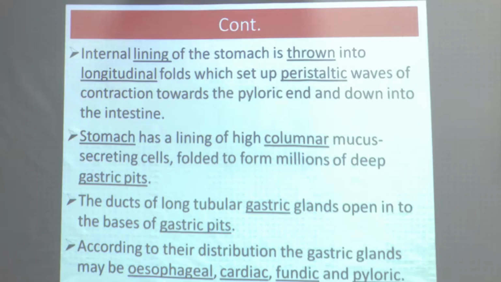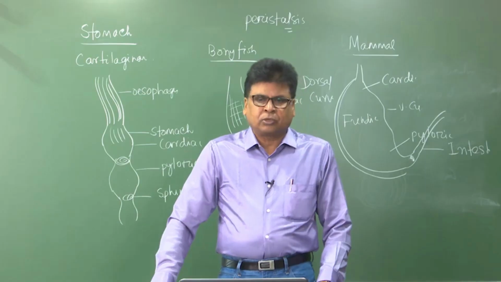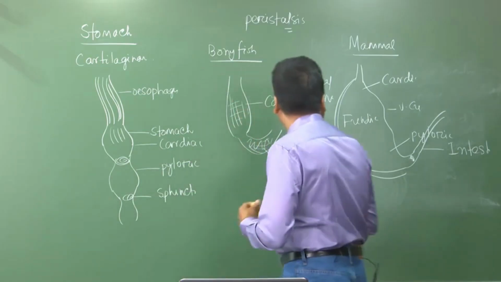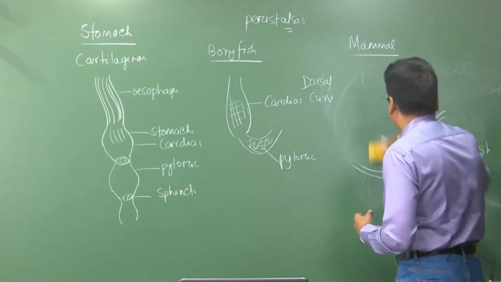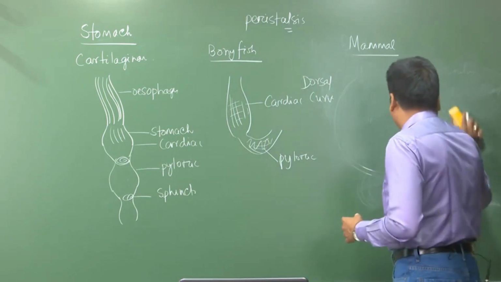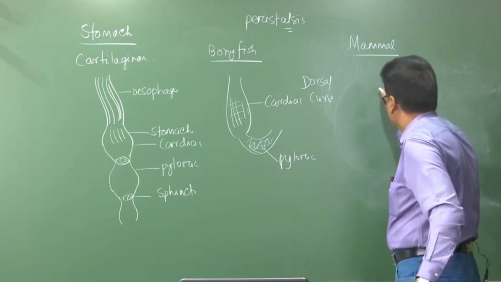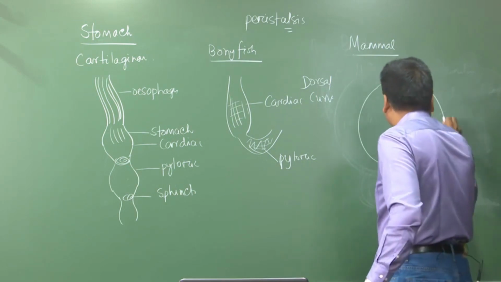The stomach again has a lining of high columnar mucus secreting cells, folded to form millions of deep gastric pits. So what I am telling is, if this is the longitudinal part of the stomach, now let us see the transverse section of the stomach. If this is the transverse section of the stomach, you see.